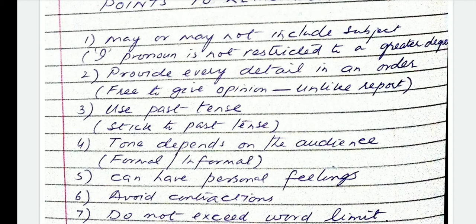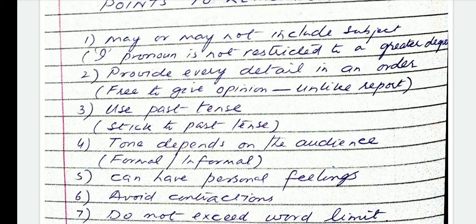In reports as well, you are narrating the event that you have seen or witnessed or know about, and the same is the case in account writing. But here you can express your emotions and feelings. In report writing you can't do that. And third is very important: use past tense, because you are writing down something which has happened in the past, so make sure you use the past tense.